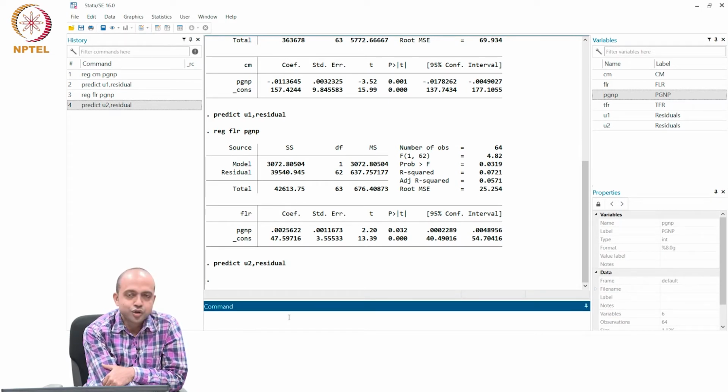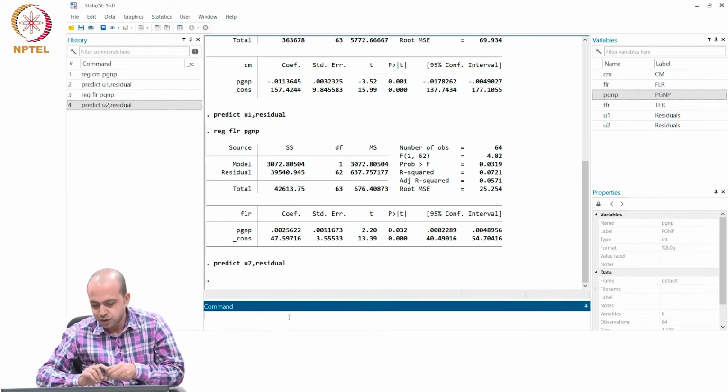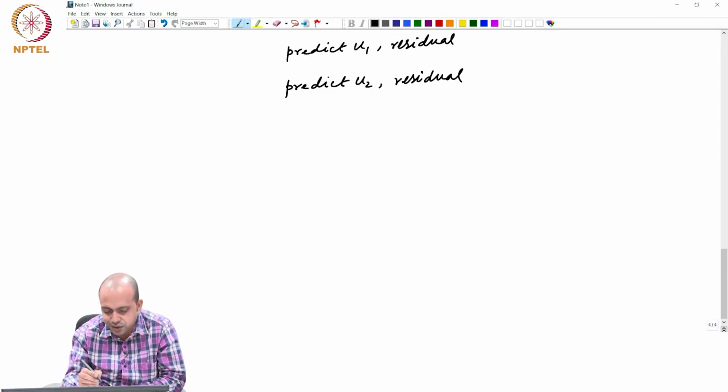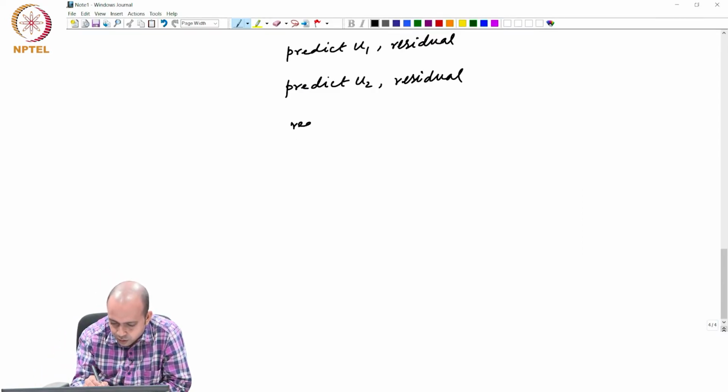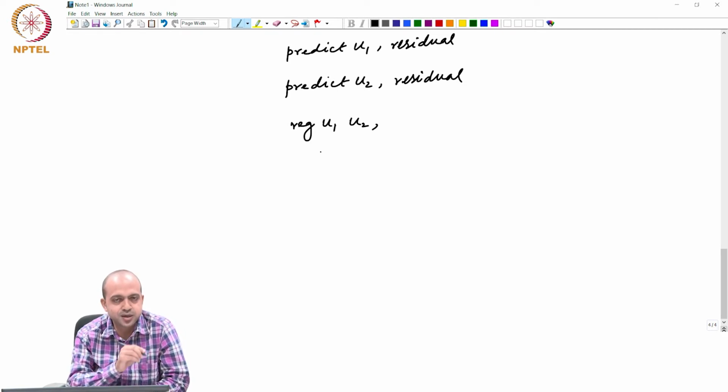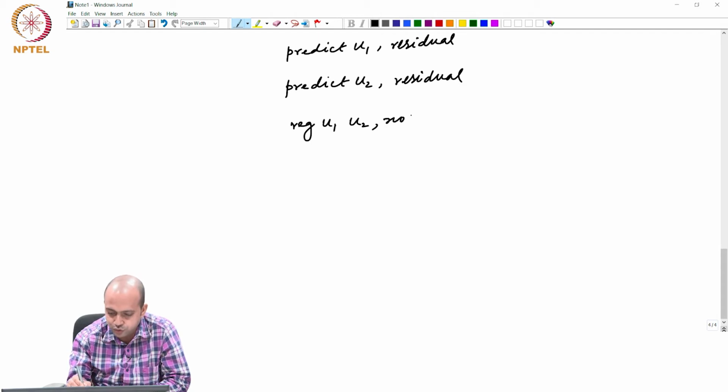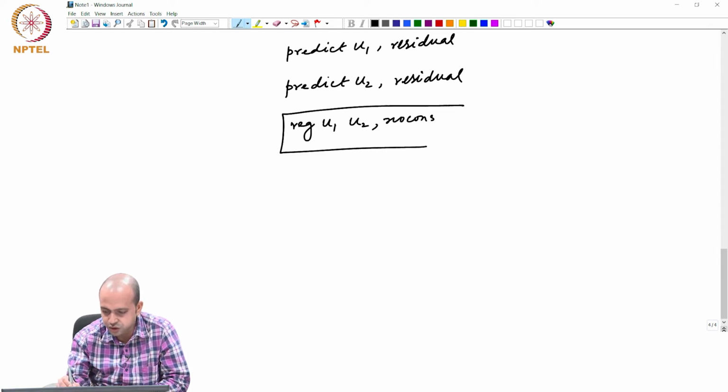Now, what do we have to do? We have to run a regression, that means in step 3, U1 hat is regressed on U2 hat with no constant term. And what would be the command for that in step 3? Reg U1 on U2, and you need to specify to Stata that I do not want any constant term. The command for that is no cons. This is the command in step 3.